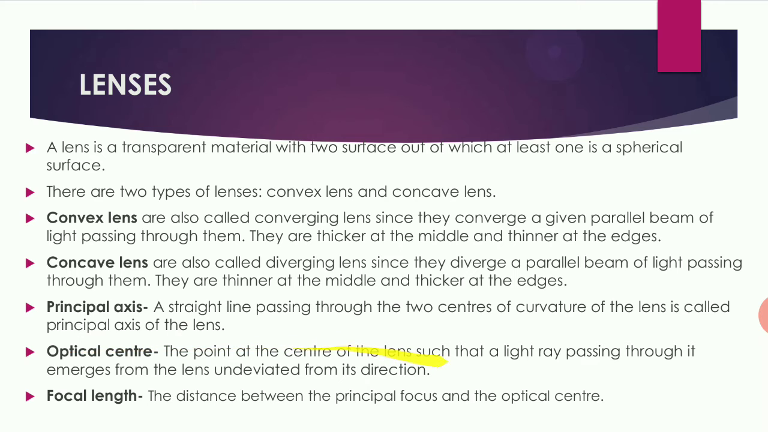Optical center. The point at the center of the lens such that a light ray passing through it emerges from the lens undeviated from its direction. So it is called the optical center. Once again, what is the optical center?